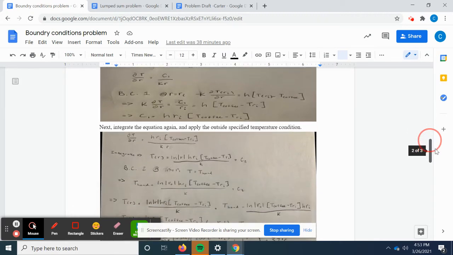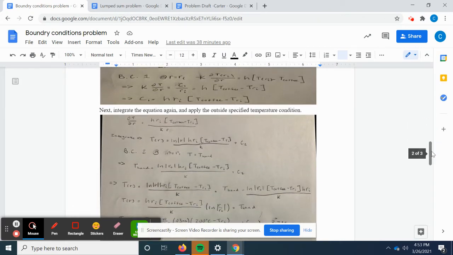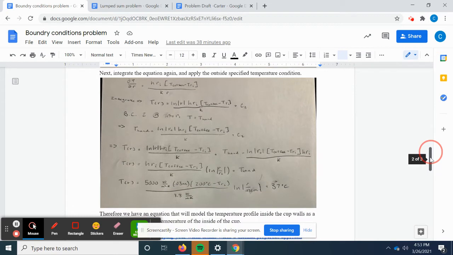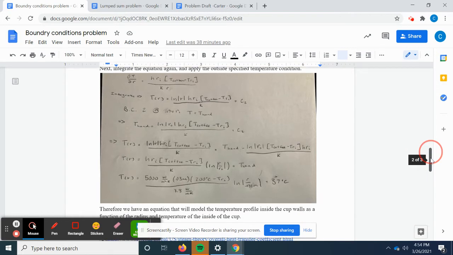And then next, we're going to integrate one more time and apply another boundary condition that the temperature at the outer surface equals the temperature of the hand. And then from there, we can simplify the equation down for the temperature profile. In the end, we end up with a temperature profile that's based off of the radius you want to determine the temperature at, and you need to measure the temperature at the inner of the cup.